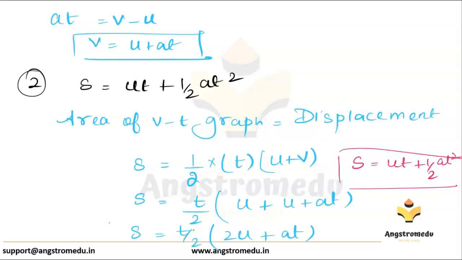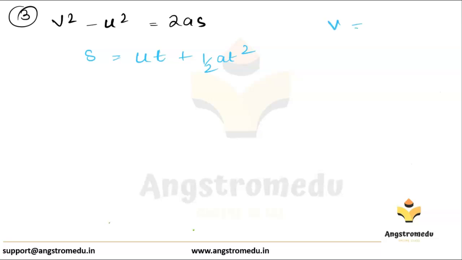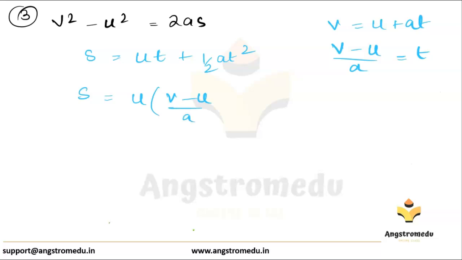Now the third equation of motion is v square minus u square equals 2as. As we have already calculated, s equals ut plus half at square. Here we can replace t in terms of v and u. We know that v equals u plus at, so t equals v minus u by a. So s equals u into (v minus u by a) plus half into a into (v minus u by a) whole square.